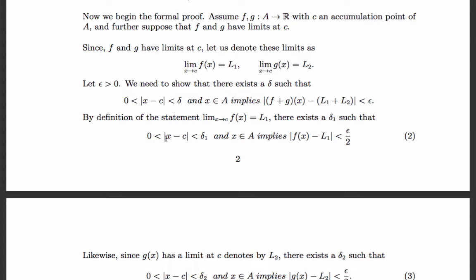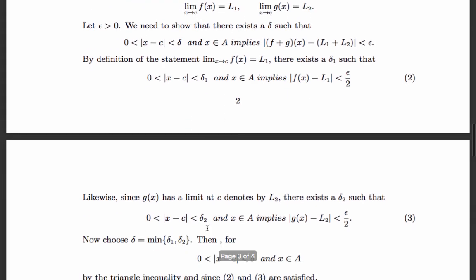Now, again, as before, I can make f minus L1 as small as possible. So I can make it less than epsilon over 2. And there exists a delta 1, right, that would guarantee that result, because that's the definition of a limit existing. There is some delta 1 that guarantees the epsilon over 2 result. Similarly, there's another delta 2 that guarantees the g minus L2 result.